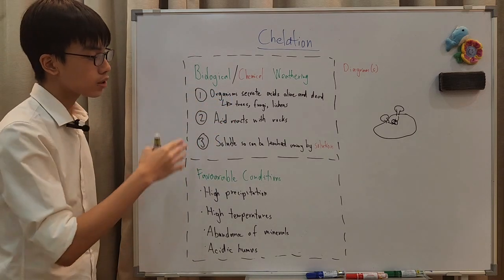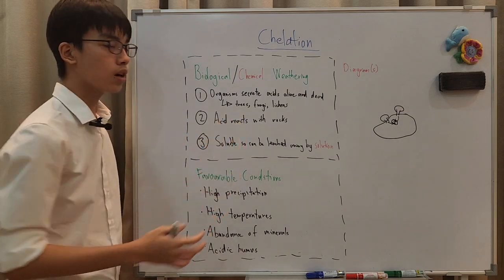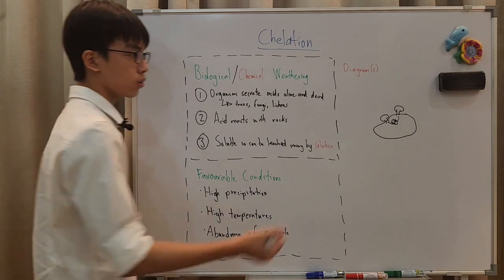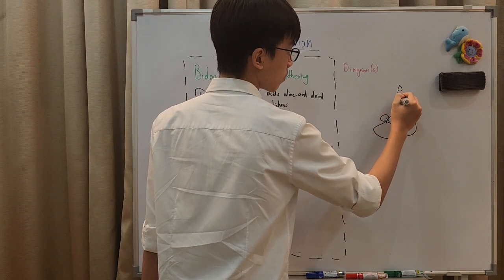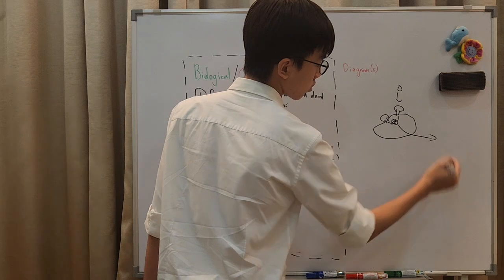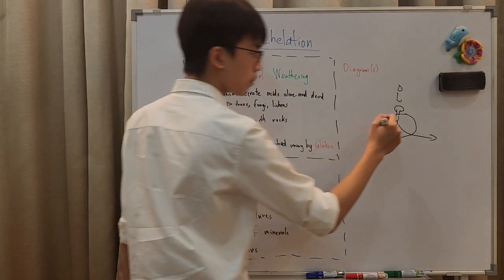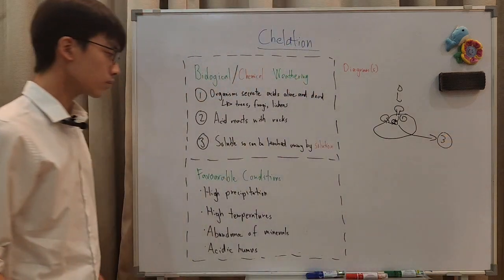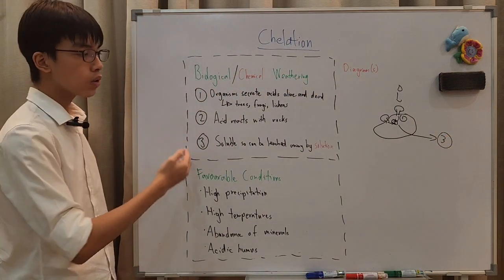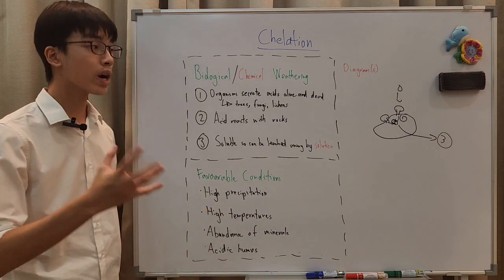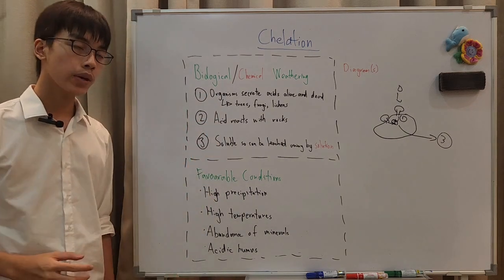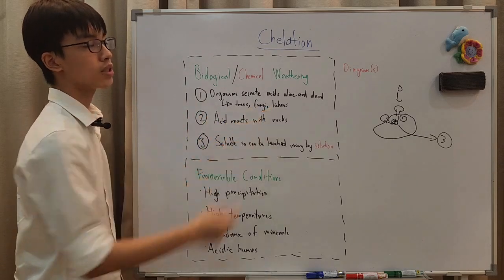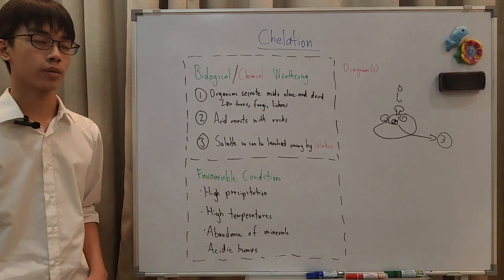And step 3, the reaction makes the rocks much more soluble, so it can be leached away much more easily by solution. So you can draw rainwater coming down and leaching this out. And put the numbers on the diagram. This is 1 and this is 3. And the reaction of acid as well as solution explains why it has aspects of chemical weathering, but because it is ultimately driven by biological organisms, trees, fungus, or lichens, it is classified as a biological weathering process.